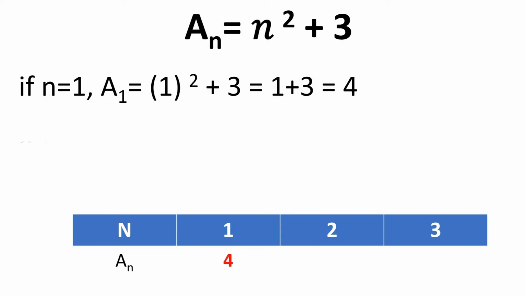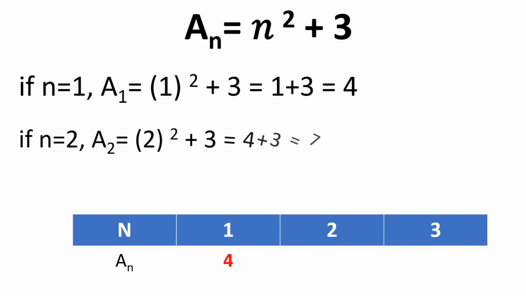What about n equals 2? We will get 2 squared or 2 times 2 equals 4. 4 plus 3 equals 7. So second term is 7.